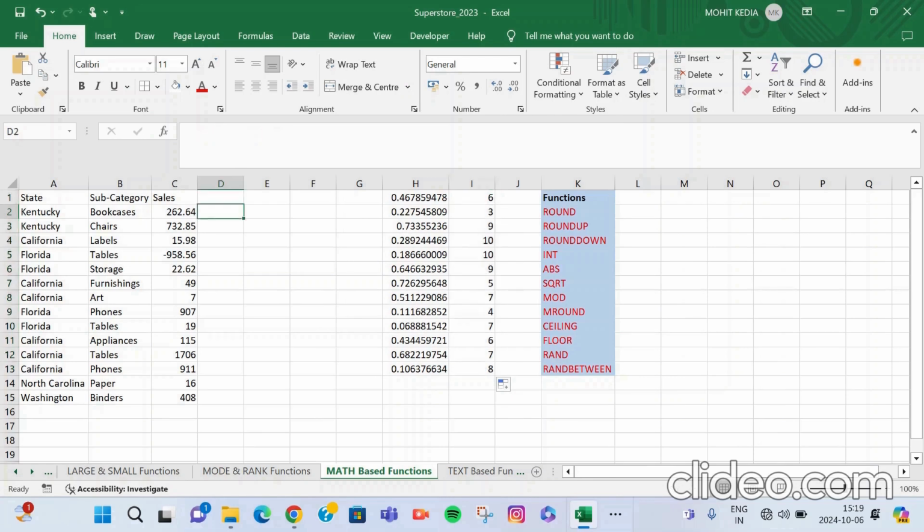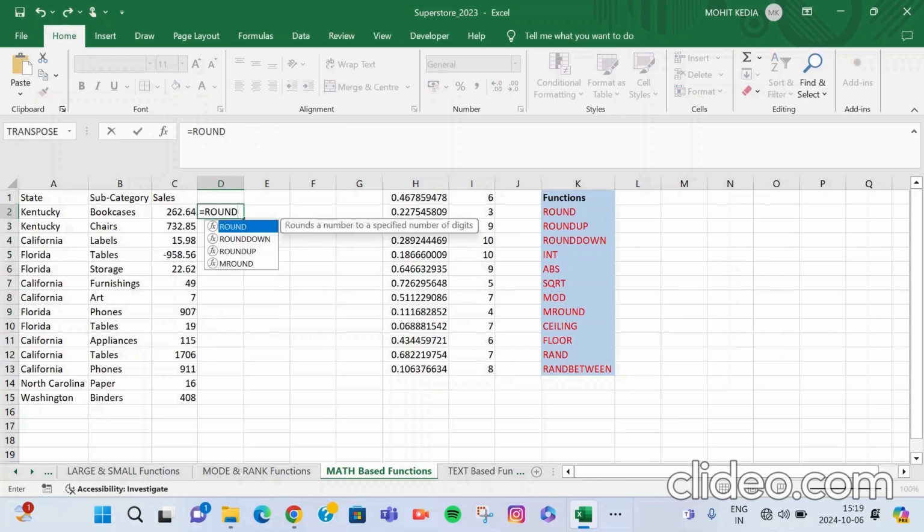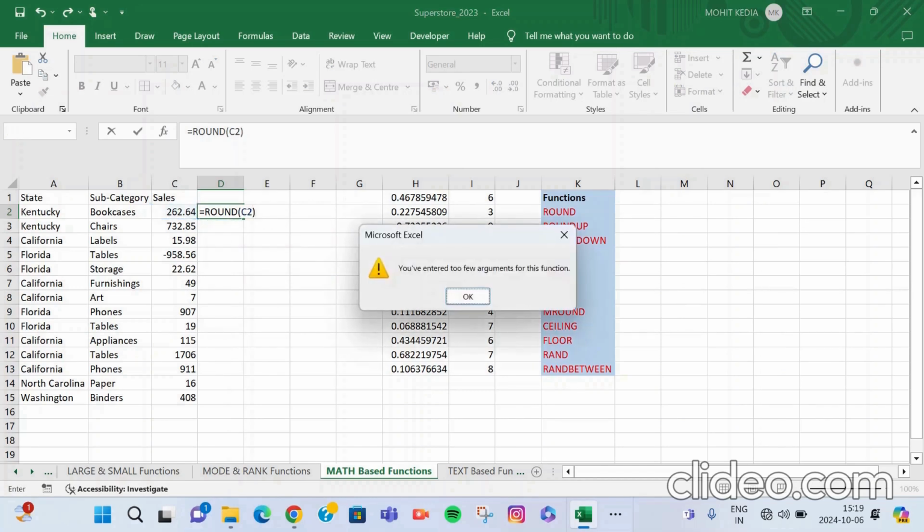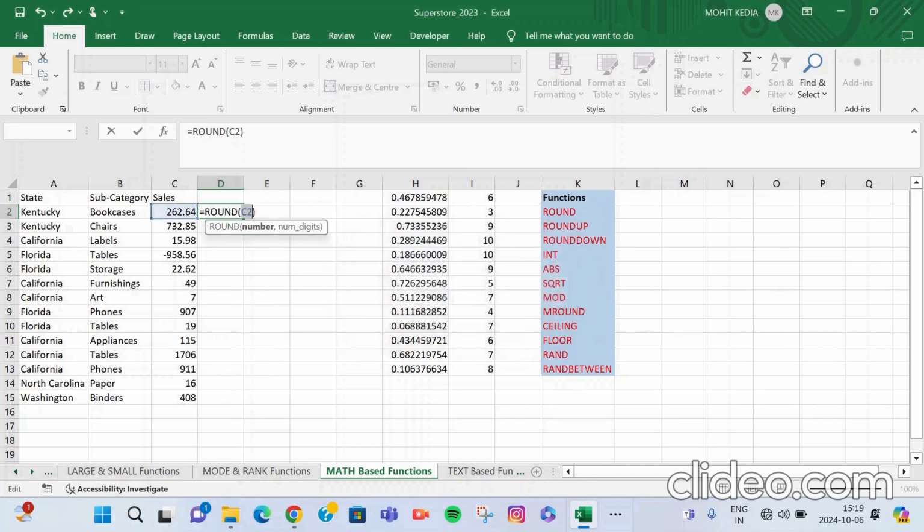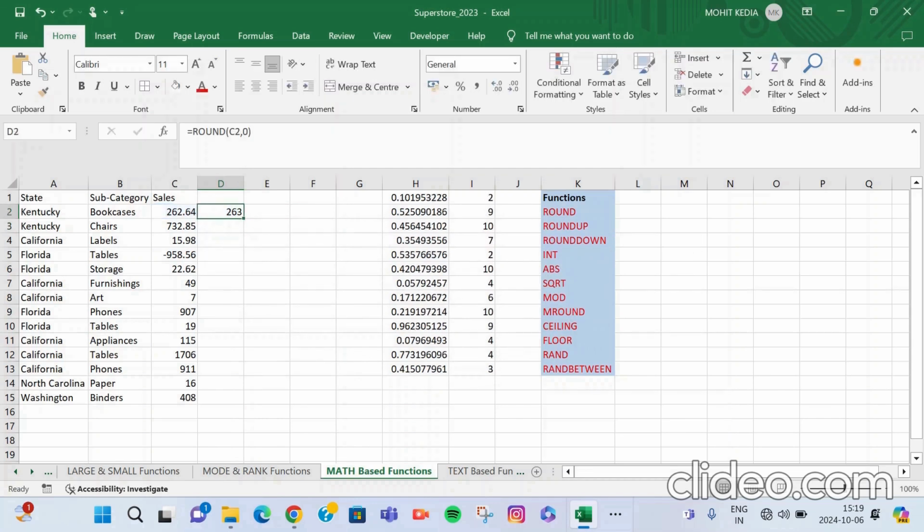Now we'll talk about the round function. So round off this number, comma, just write the round argument, with the number of digits as 0. It will limit to 63. If I write 2.6, it is more than 2.5, so it goes up to 3. For 2.3, it stays at 2.